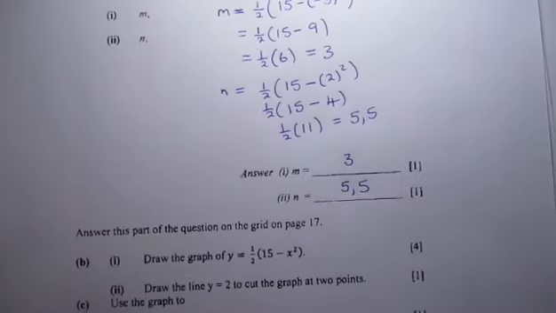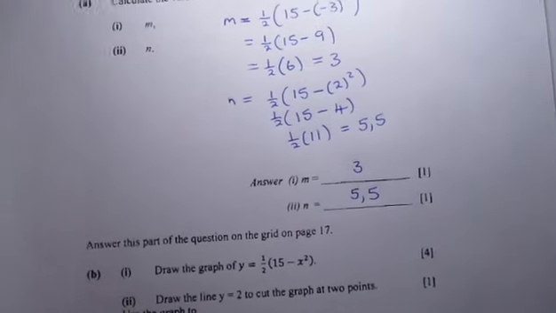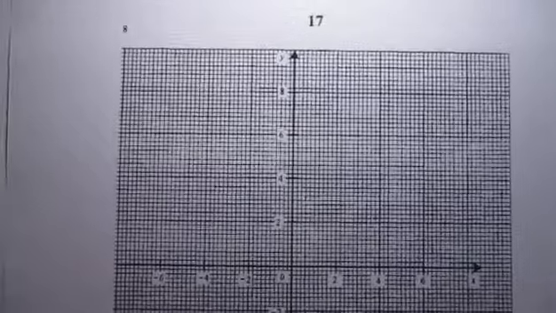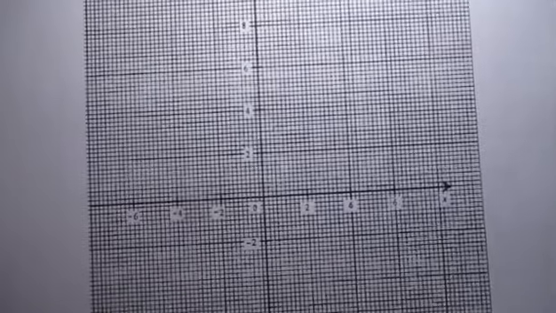We move on to part B of the question. Draw the graph of y equals 1 over 2, open bracket 15, minus x squared, 4 marks. Right, so we are given the graph on page 17, and the scale is given already, which is 2:2 on both axes, right? So to draw the graph, we make use of the table of values, right?